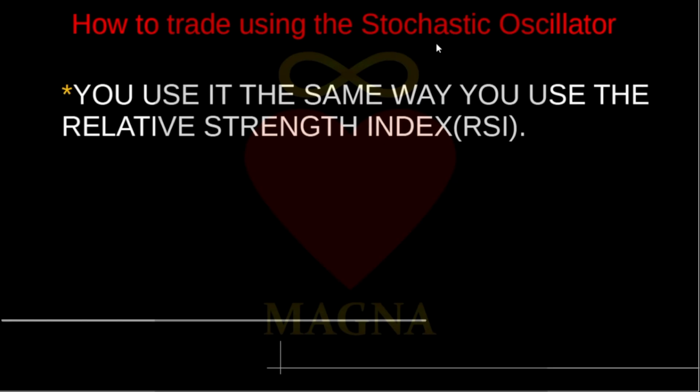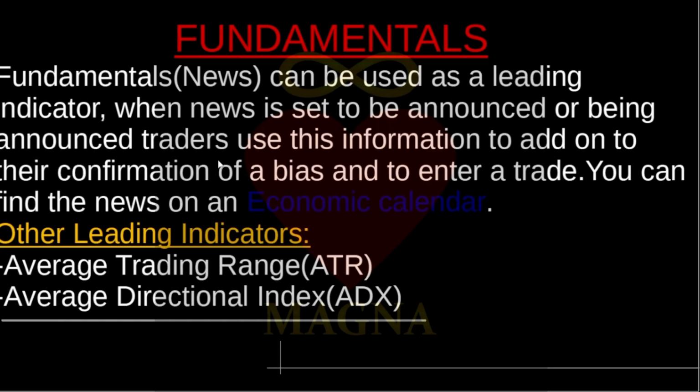How to trade using the stochastic oscillator. You can use it the same way you use the relative strength index. Fundamentals or news can be used as a leading indicator. When news is set to be announced or being announced, traders use this information to add on to their confirmation of a bias and to enter a trade.